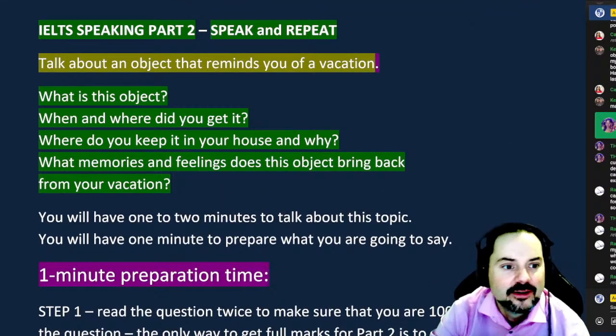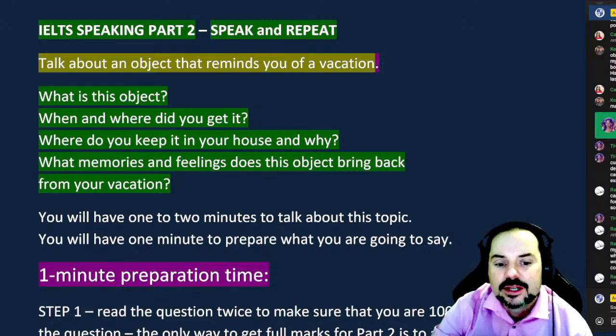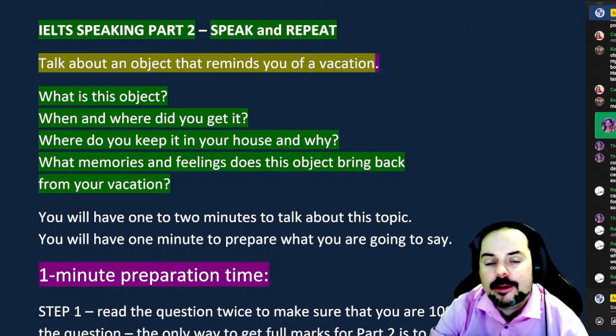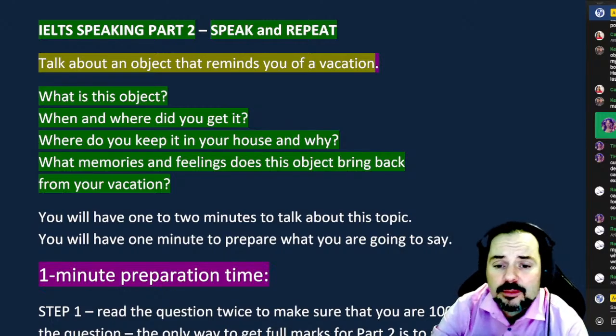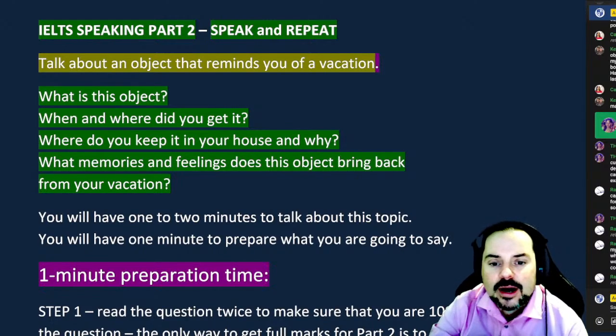Yeah. All right. So talk about an object that reminds you of a vacation. What is this object? When and where did you get it? Where do you keep it in your house and why? What memories and feelings does this object bring back from your vacation? Now, Amu, if you want, you can talk about a baseball cap. So you can use kind of the same idea. Or if you want, you can come up with a completely different idea as well. It's up to you. So I will start you off.